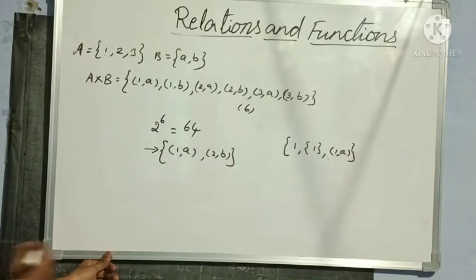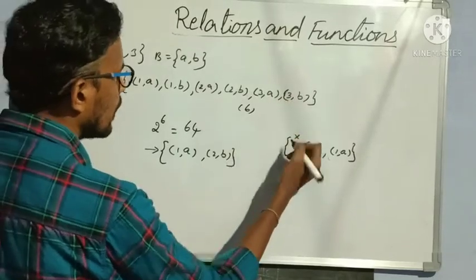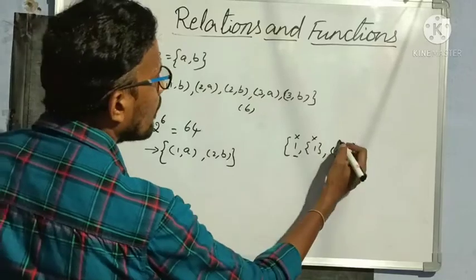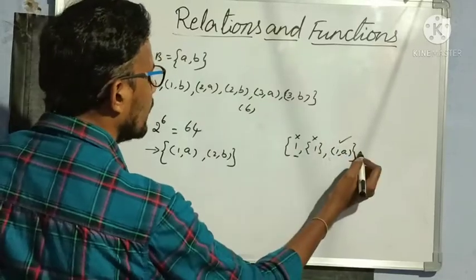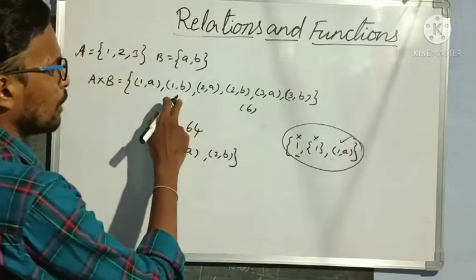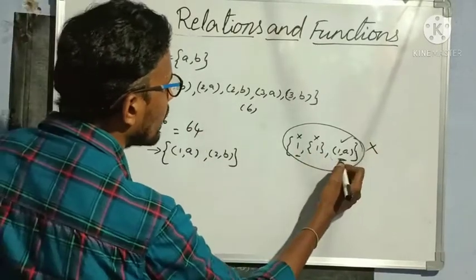Yes. Is 1 an element of A cross B here? No, 1 is not present here. Is singleton 1 present here? No, but 1 comma A is present. But what I said is, every element should be an element of A cross B, then only this is a subset. But this is not a subset, because only 1 comma A is an element here.